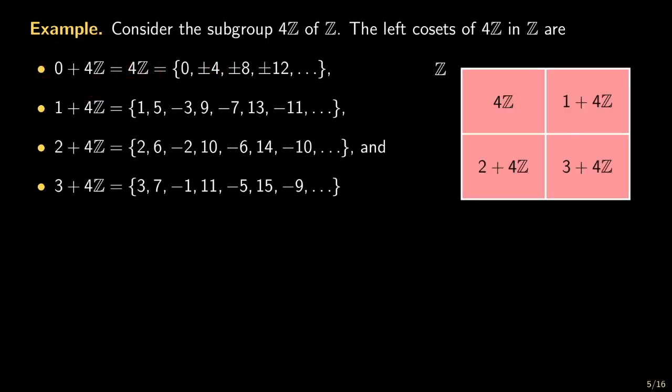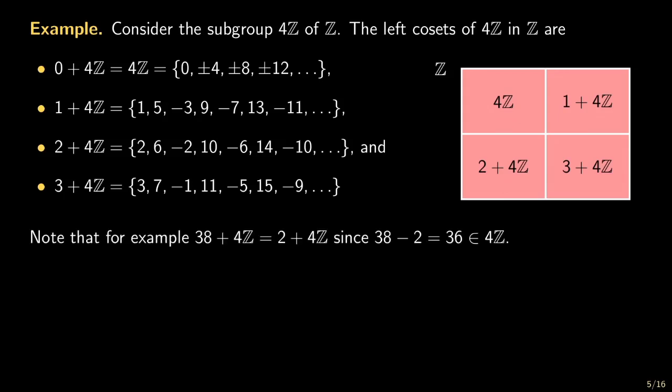In fact, there are no other cosets. All other elements that you will add to 4z will fall into any of these categories, because in general, an integer can leave a remainder of 0, 1, 2, or 3 when you divide by 4. Nothing more than that. This is why this set of 4 left cosets form a partition on Z, as shown in the diagram.